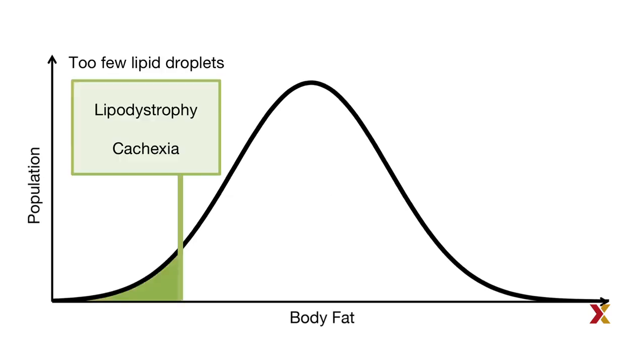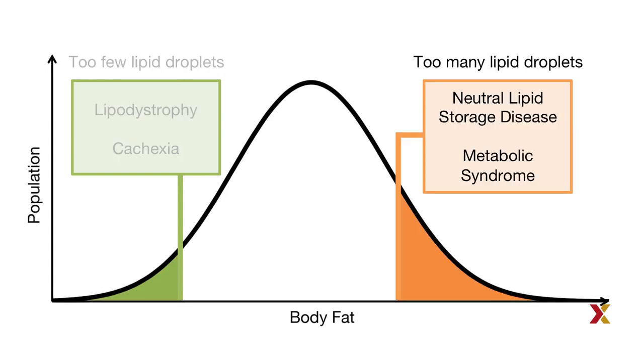As described in a previous video, diseases such as lipodystrophy and cachexia are associated with an abnormally low level of body fat. In this video, we'll explore what happens at the other extreme, when there are too many lipid droplets, and I'll focus on two types of diseases: neutral lipid storage disease and metabolic syndrome.